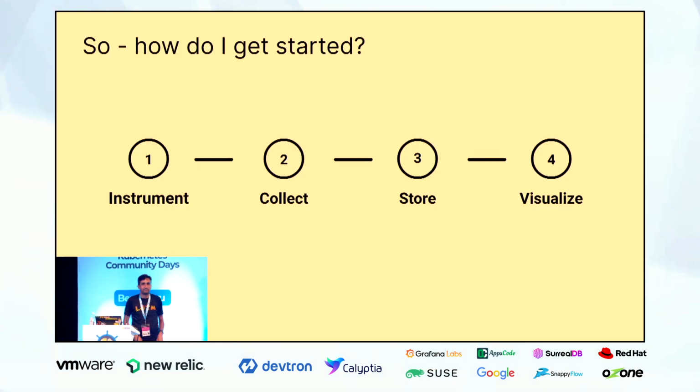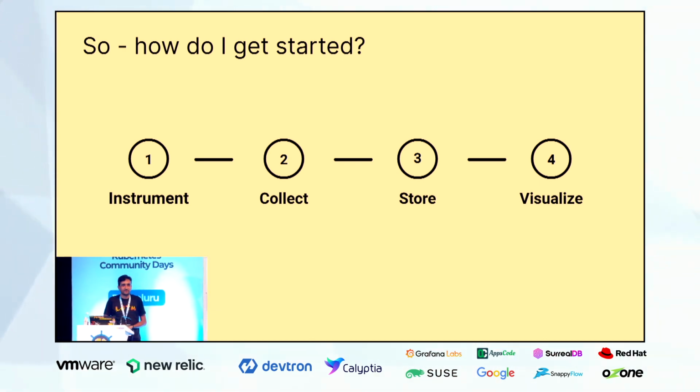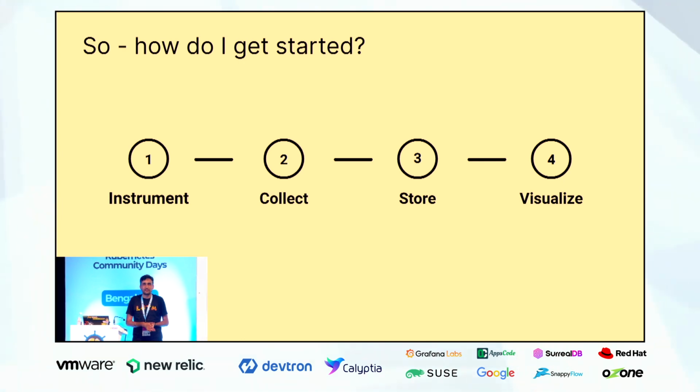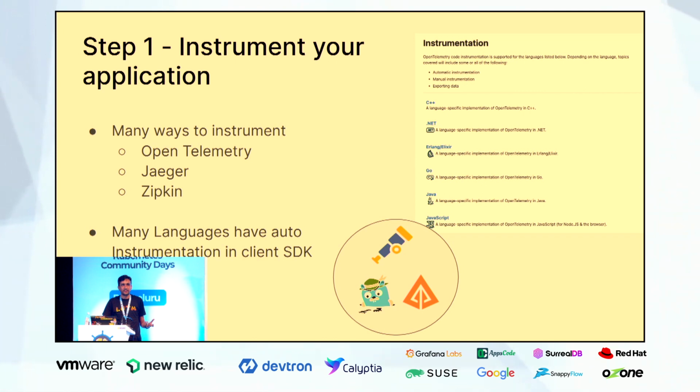Okay, so now I've convinced all of you to do tracing. How do you actually do it? So there are four steps. First one is instrumentation. You need to instrument your application to generate these spans and traces and continue that context with context propagation and send that context to the downstream services that you're calling.